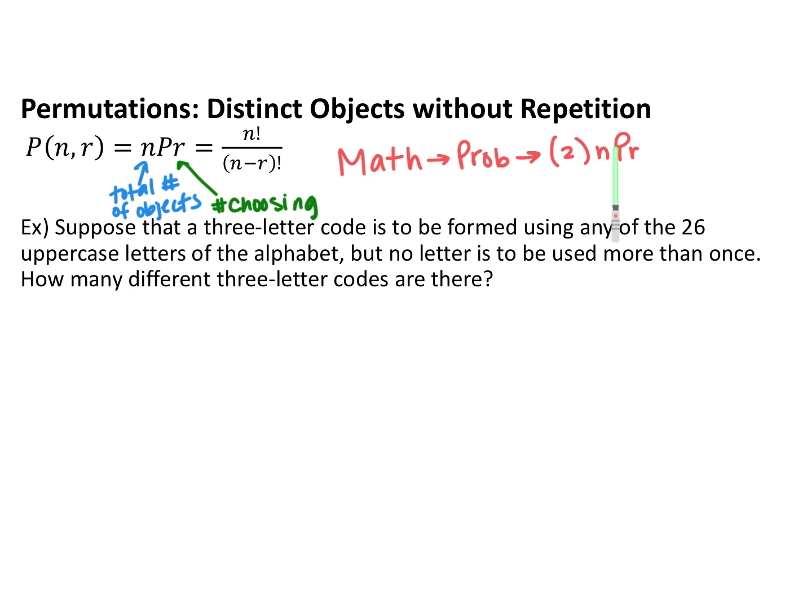Newer calculators, you do that first and then you type in the 2 numbers. Older calculators, you have to type in the n first, then do NPR, and then type in the r.